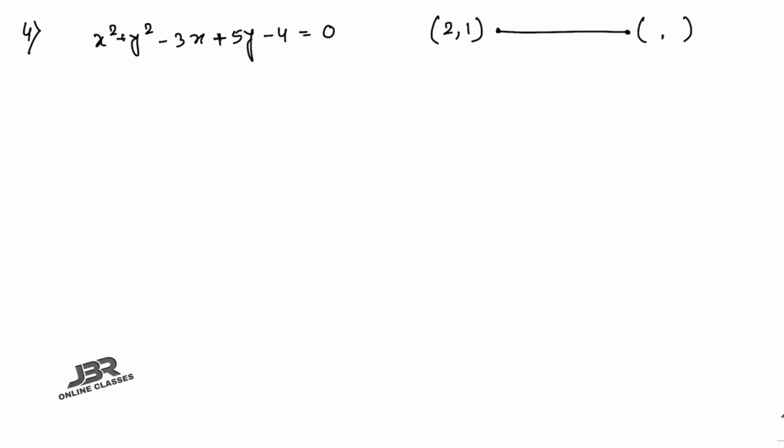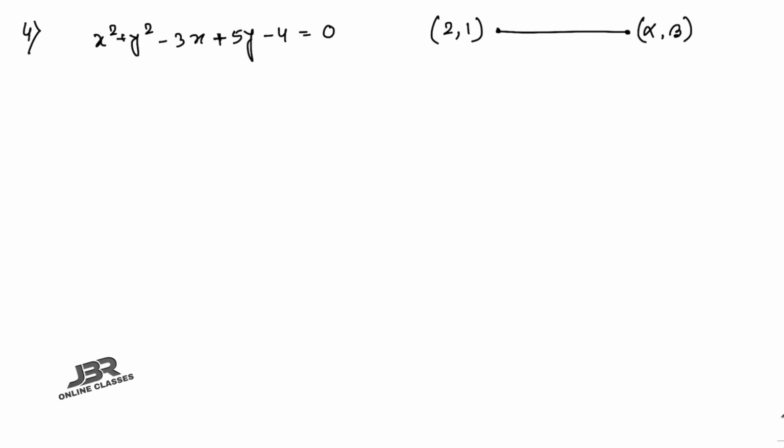So in sum 4, one end of a diameter of the circle x square plus y square minus 3x plus 5y minus 4 equals 0 is (2, 1). Okay, so one end of the diameter is (2, 1). Find the coordinates of the other end. You have to find the coordinates of the other one. Suppose this one is (alpha, beta).